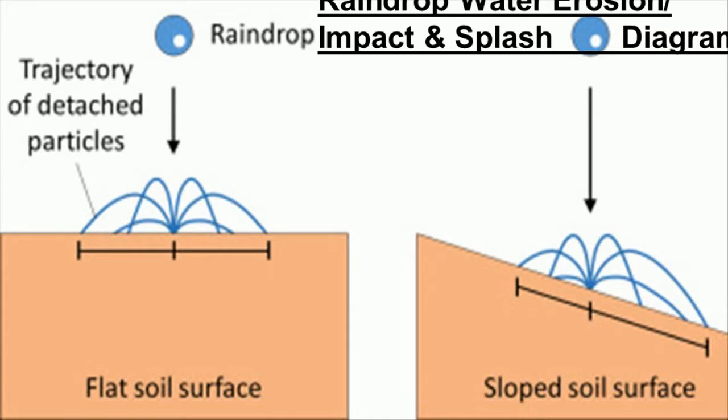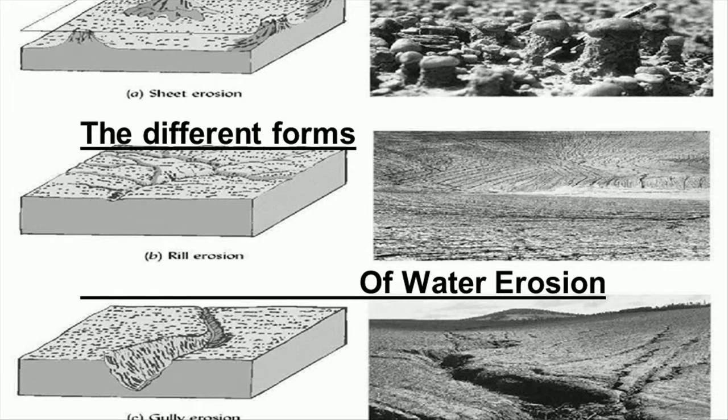This is a raindrop splash and impact diagram. This diagram details the trajectory of detached particles from raindrop impact on both a flat and sloped surface. These are the different forms of water erosion displayed. They are sheet erosion, rill erosion, and gully erosion.